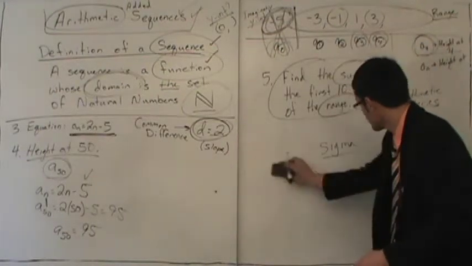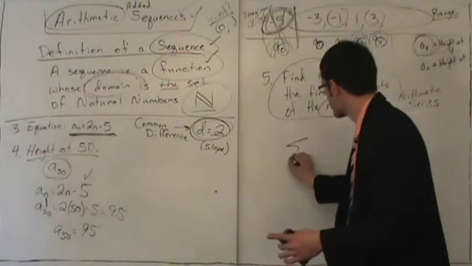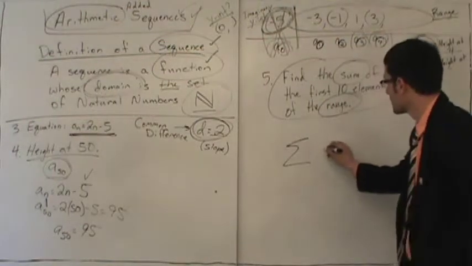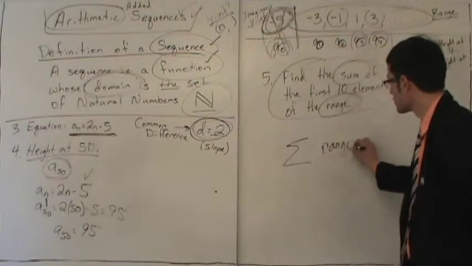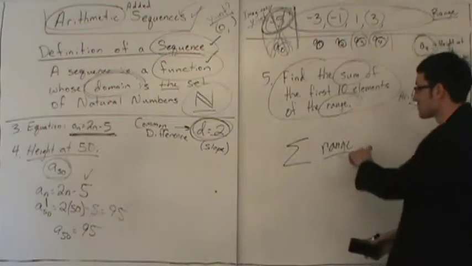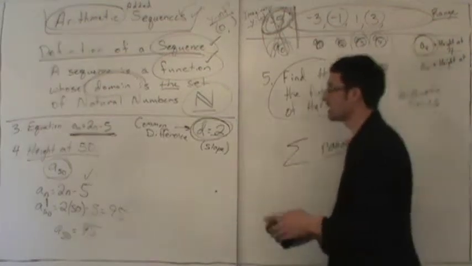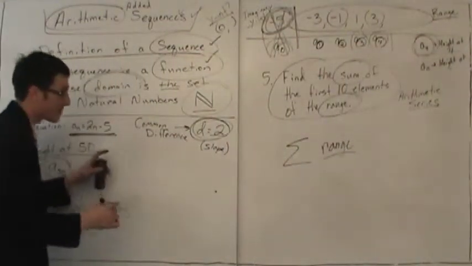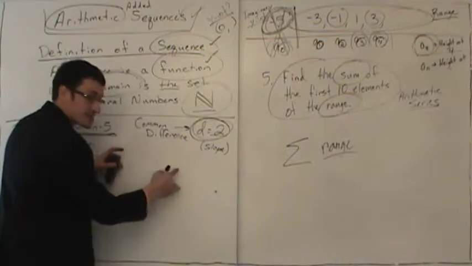Now, since sigma means add, I'm going to write this. Sigma means what? Add. We need to add the range. But before we do this, you need to understand how to write the range. So looking over here, we have to be careful to understand these symbols.